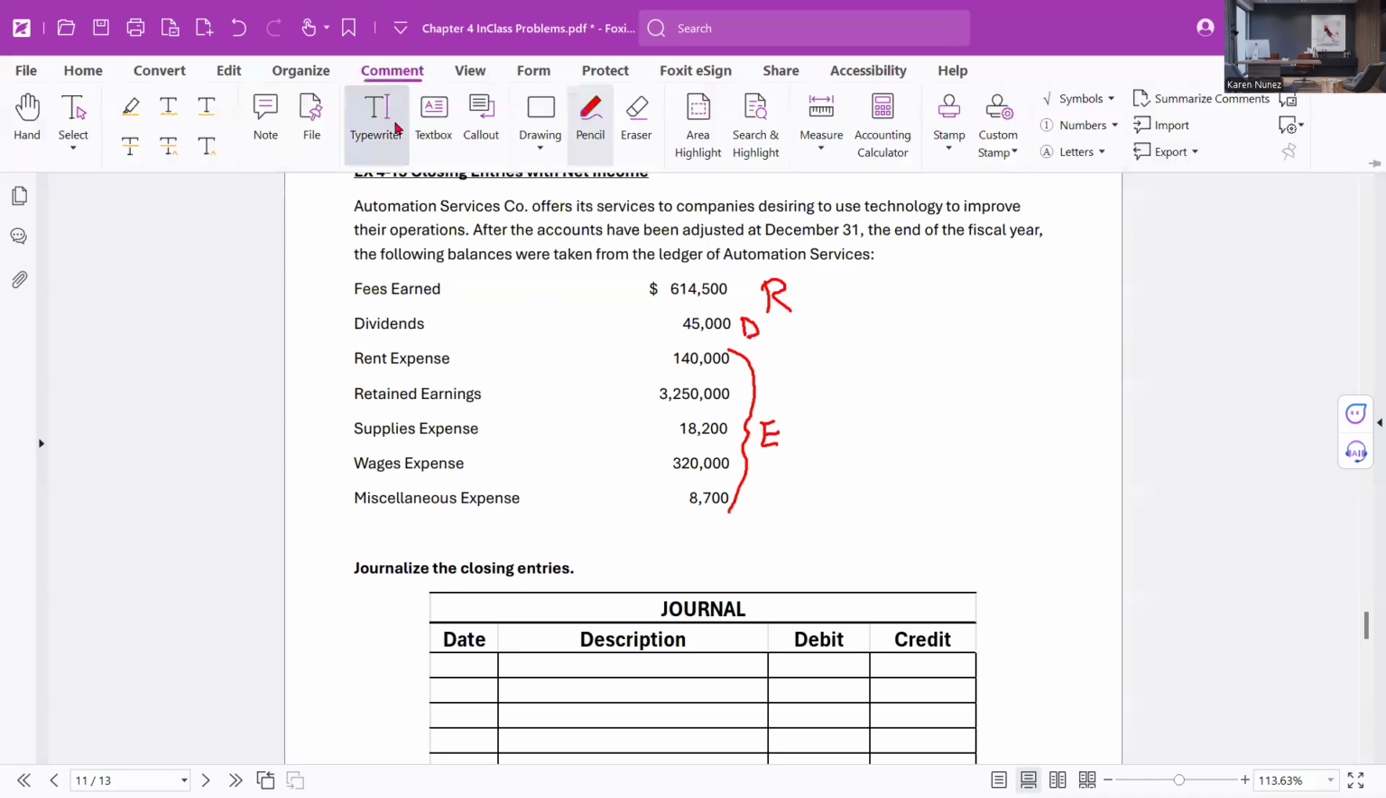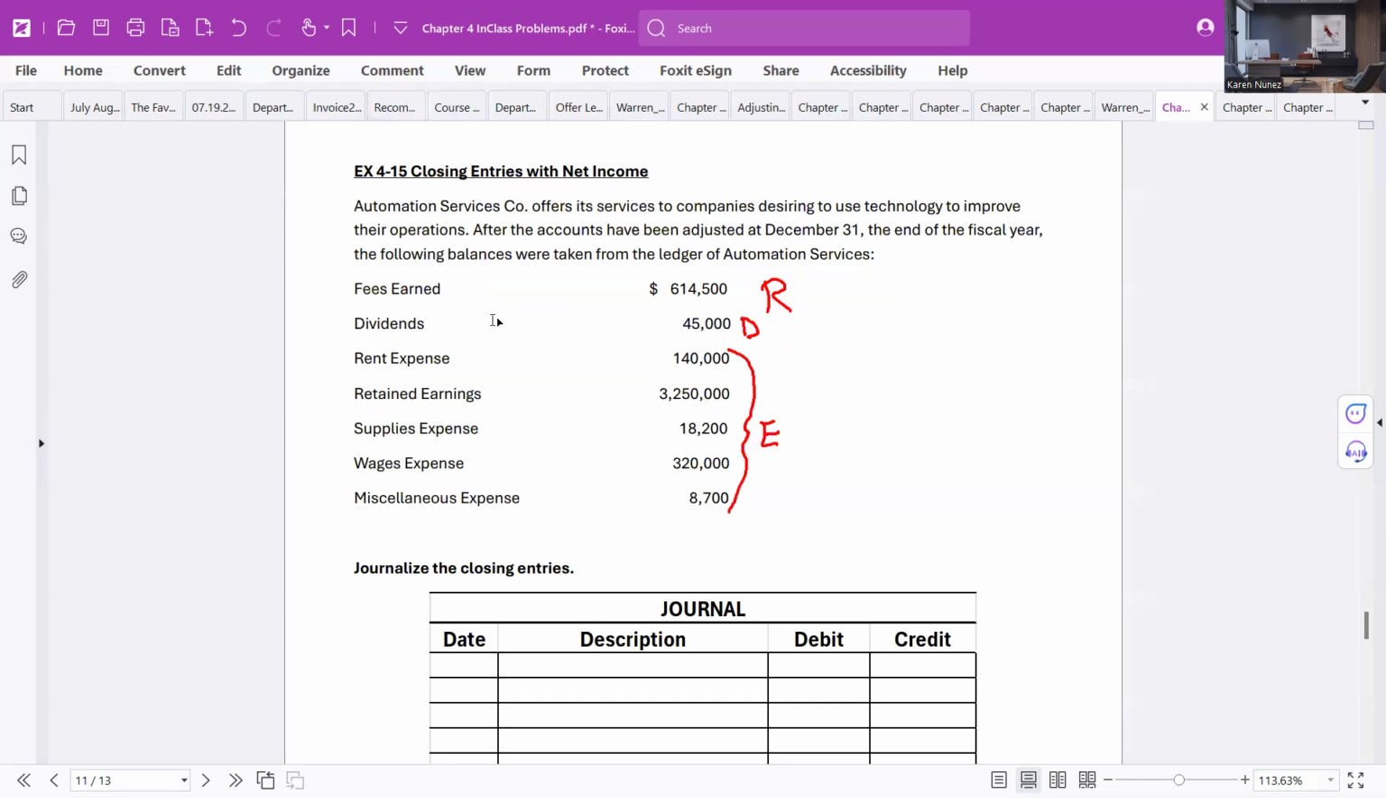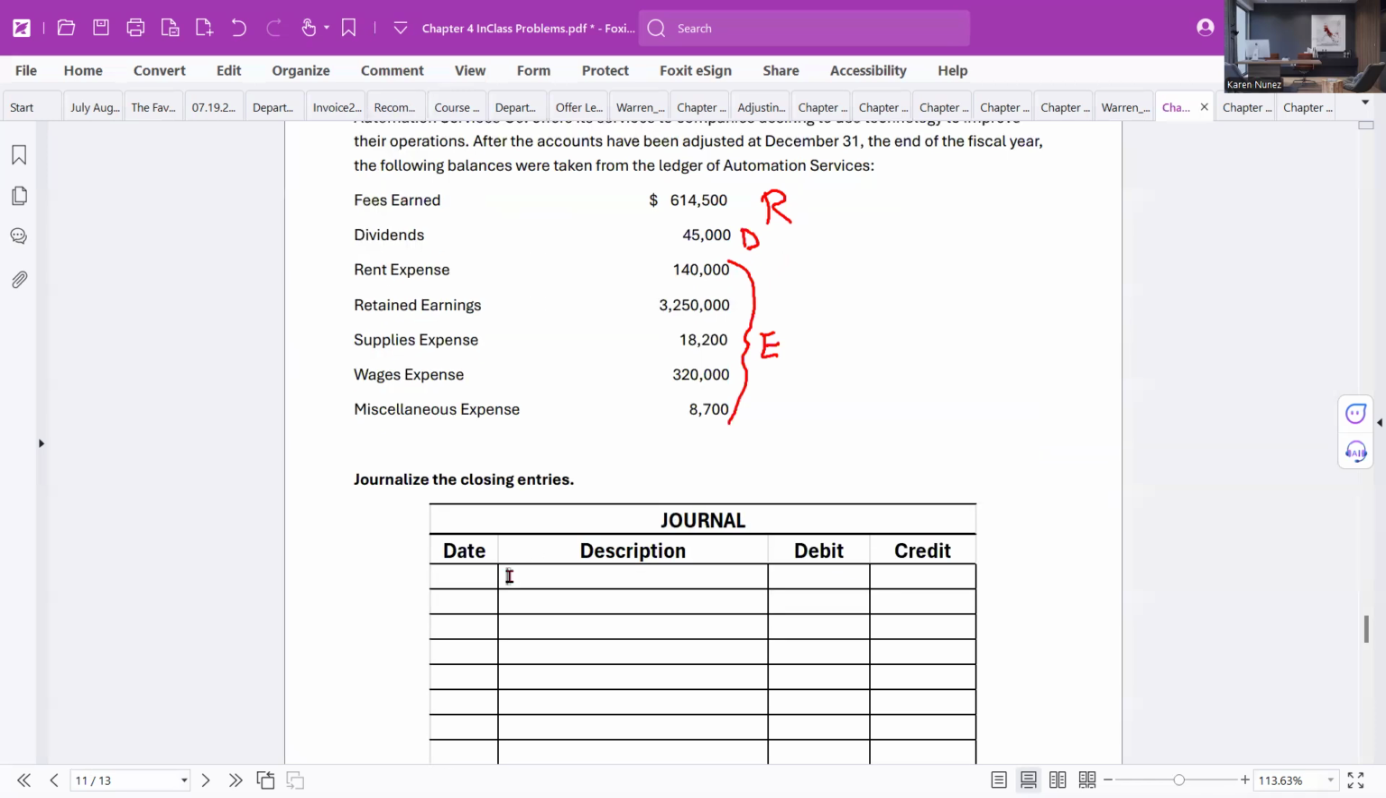And all we're going to do is in a two-step process. First, we close the revenue, right? So we close this fees earned, which has a balance of 614.5.